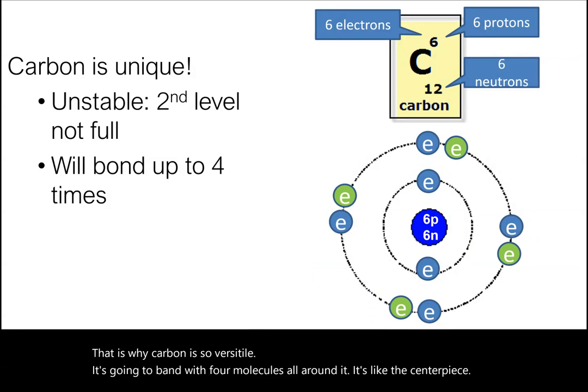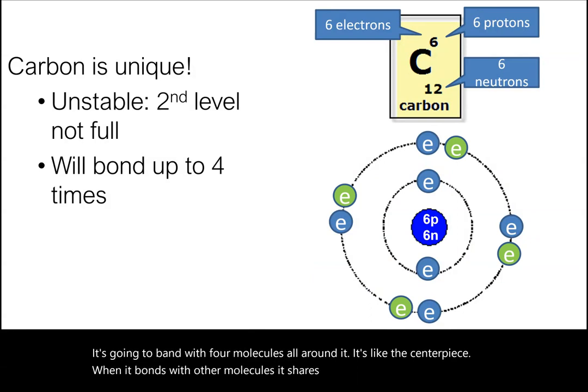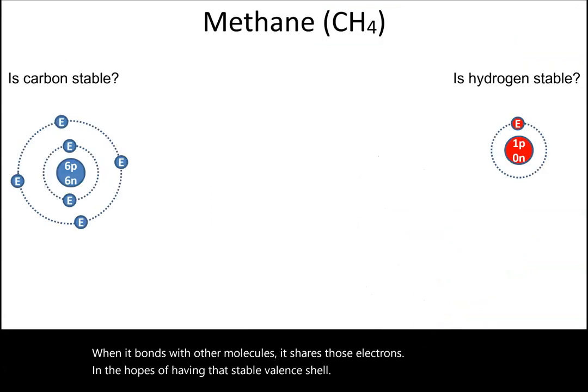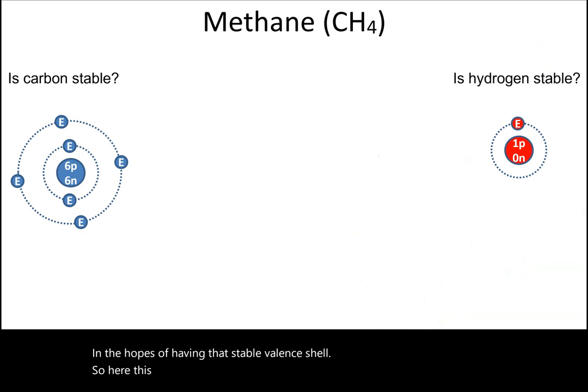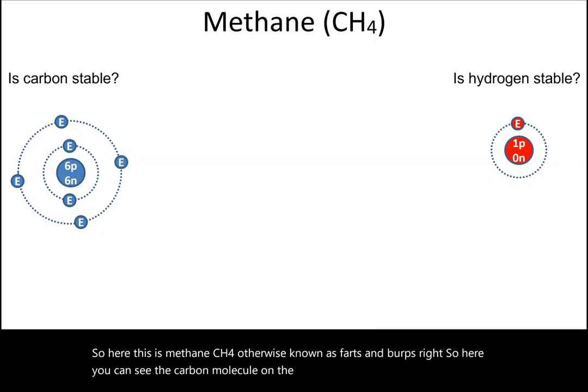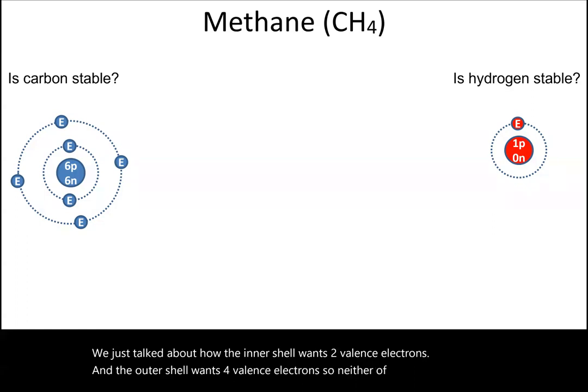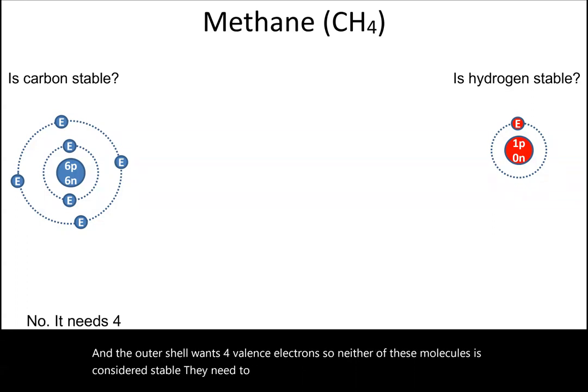When it bonds with other molecules, it shares those electrons in the hopes of having that stable valence shell. So here, this is methane, CH4, otherwise known as farts and burps, right? Here you can see the carbon molecule on the left and the hydrogen molecule on the right. Now, we just talked about how the inner shell wants 2 valence electrons and the outer shell wants 4 valence electrons. So neither of these molecules is considered stable. They need to fill those shells.